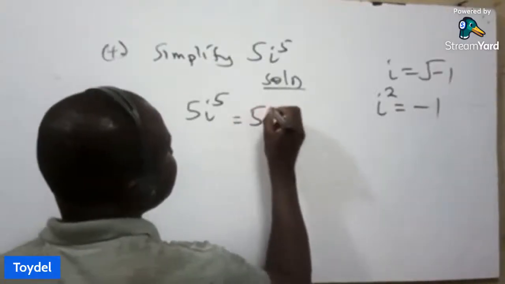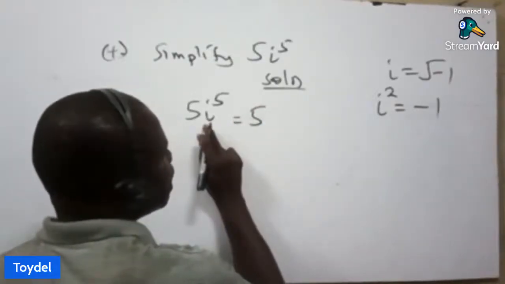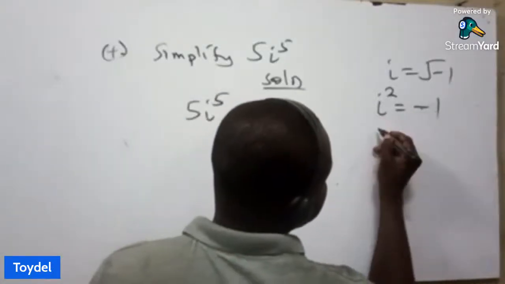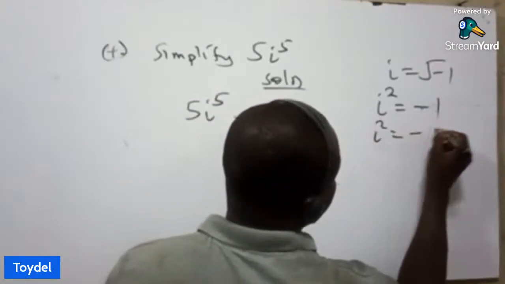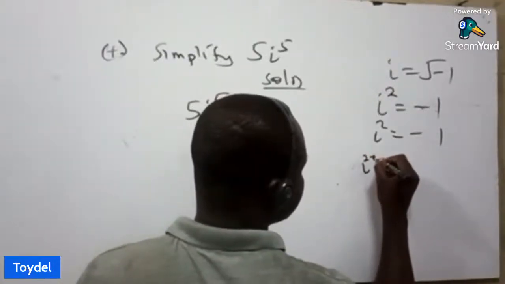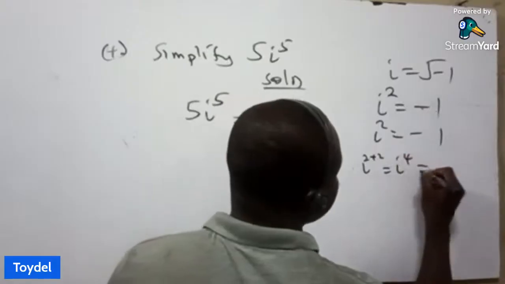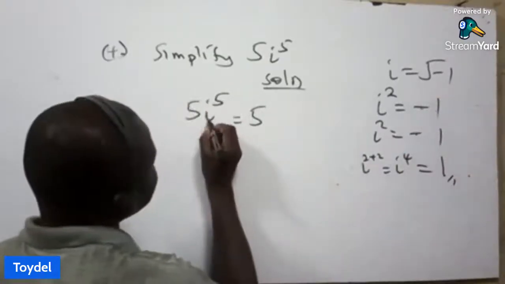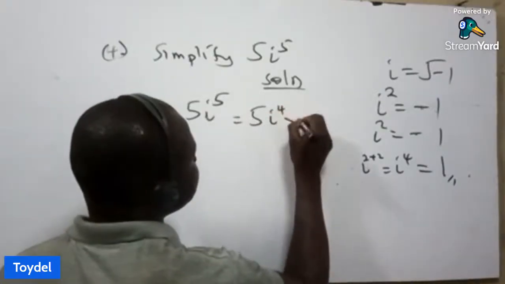This is the same thing as 5. I can split this i now. If i squared is equal to minus 1, then if I have another i squared, it's equal to minus 1. i squared times i squared, law of indices, I will have i to power 2 plus 2. That will be i raised to power 4. It's going to be minus 1 times minus 1. That's 1. So I can split this i raised to power 5 into i raised to power 4 times i.